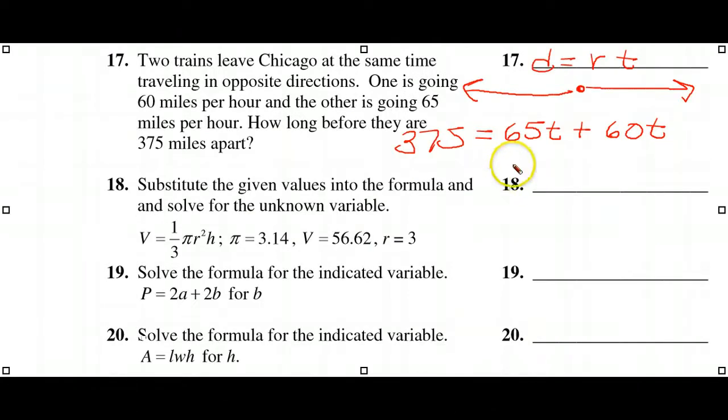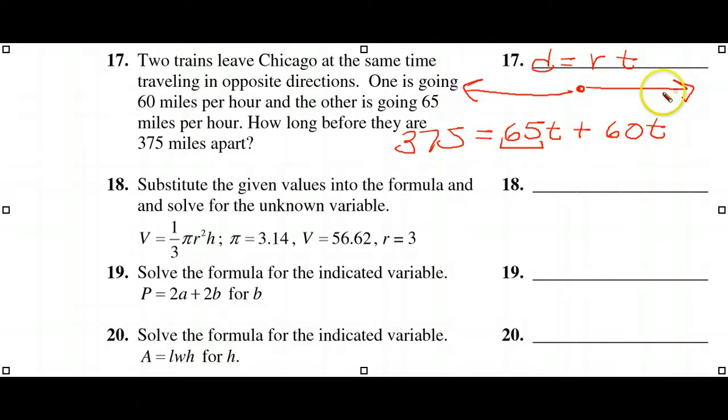Now, what we're seeing here, I set this up a little bit. Two trains are leaving in opposite directions, and we're wondering how long is it going to take for them to be 375 miles apart. So we're using our distance formula. Distance equals rate times time. Well, we know that one train is going at 65 miles per hour. We don't know how many hours, so we'll call that T for time.